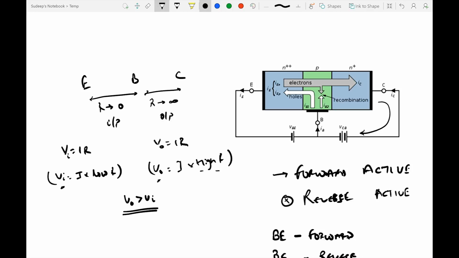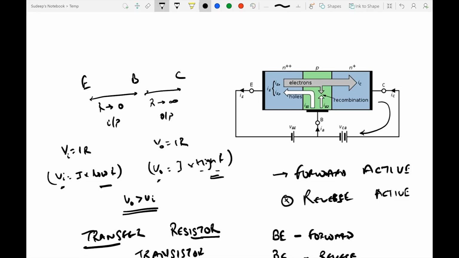Also, what we have to observe is the fact that we have been able to transfer the current from one region of resistance to another. So we are calling the device a transfer resistor, which is trans and ter from resistor, which makes it transistor. Combining the two words, we actually get transistor. That is why the device is called a transistor. So that is the transistor in a forward active mode.